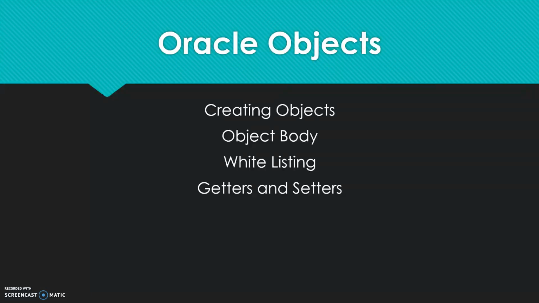So these are the major components of Oracle objects: creating the object body, the whitelisting, and the getters and setters.